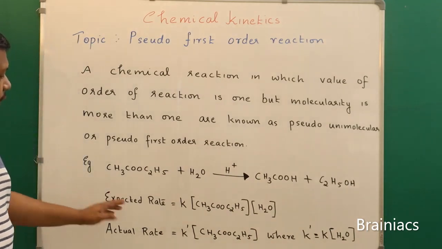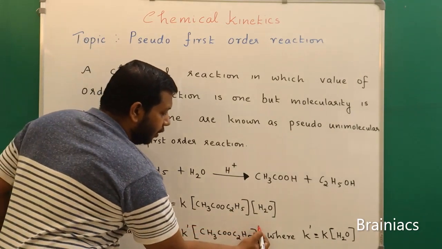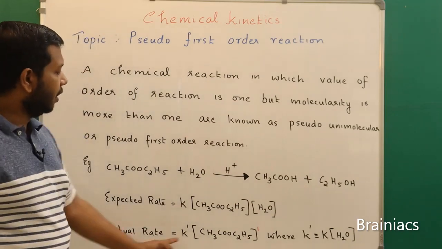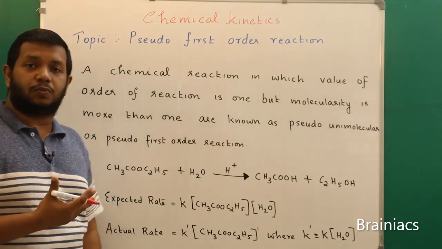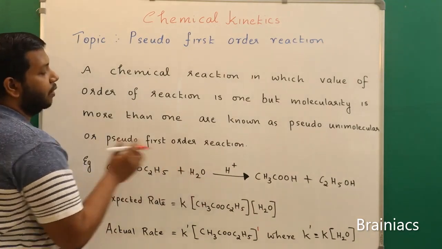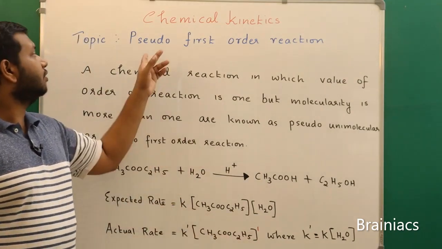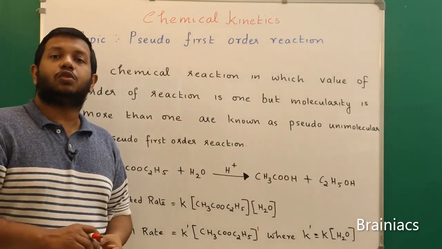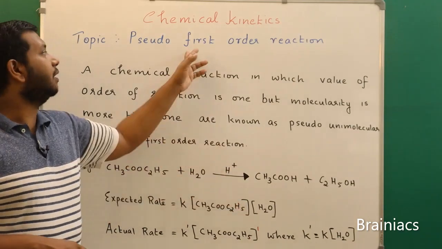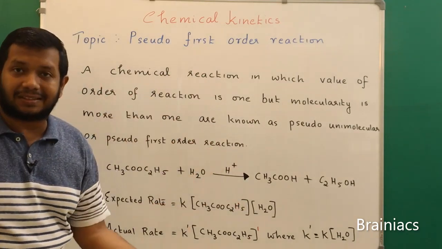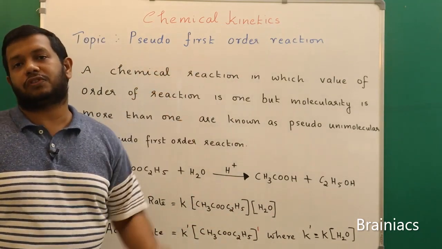Okay. Now if you see this actual rate law, only one concentration term is present, correct? Here the order is 1. But if you see the molecularity, what is molecularity? The actual number of reacting species. If you see, this is 1 and this is 1. So the molecularity is 2, but the order is 1. Such a type of reaction is called a pseudo first order reaction. So pseudo first order means what? Actually it is not expected to be first order, but because of this water which is present in excess quantity, it is becoming first order. So that's the reason why they are called pseudo first order reactions.